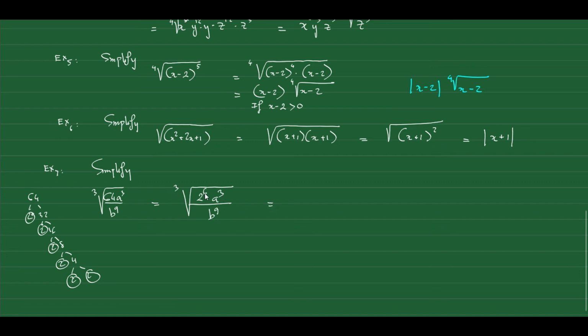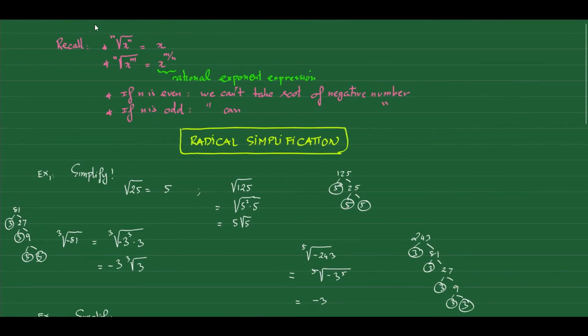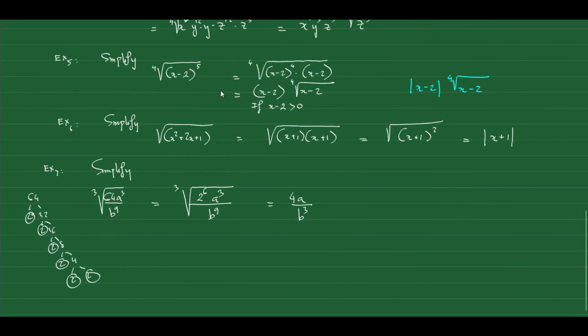So 3 going into 6 just gives you 2, right? So you're going to have 2 squared, which is 4. And the cube root of the a^3 over here gives you a, and 3 going into 9 will be b^3. The reason you have 4 over here is because 3 going into 6 is 2, so 2 squared is 4.